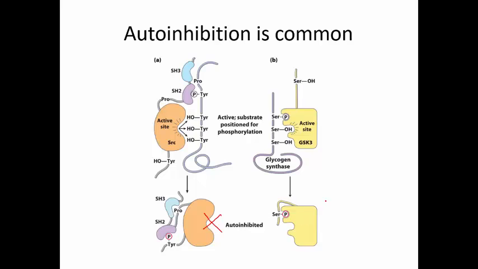So we talked about how phosphorylation can either activate or inactivate things. With kinases like this, often the reason that being phosphorylated will inactivate it is that you can have some sort of looping back around.